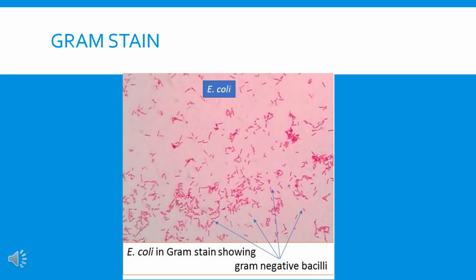Another test that you can perform after all of these is your gram stain. So you get from your colony, and then you streak it on your slide, and then you do your gram stain. So what does your gram stain have? This is your crystal violet, your Gram's iodine, your alcohol, and your safranin. Okay? So E. coli would show gram-negative short rods or gram-negative bacilli.